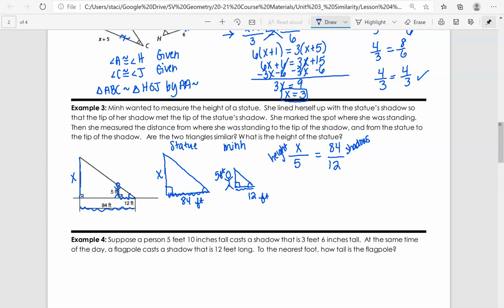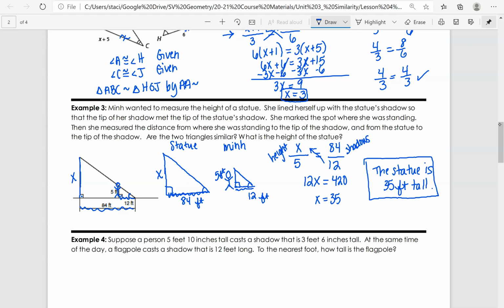So if I wanted to solve, I would cross multiply. So I'd get 12x equals, and then 5 times 84 is 420. Divide both sides by 12, and we get x is 35. And so x represents the height of the statue. So we would say the statue is 35 feet tall. So always make sure you actually answer the question.